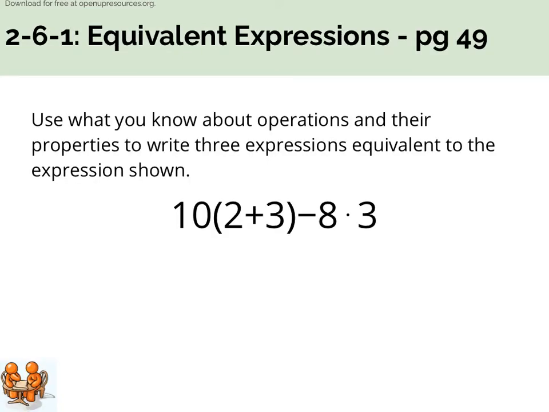To start out for today, let's turn to page 59. That is in lesson 6. Go ahead and answer the question: use what you know about operations and their properties to write 3 expressions equivalent to the given expression. The properties are things that you learned last year. If you don't remember, that's fine. But try to see how you can rewrite this to look different, but be exactly the same. So go ahead and pause and do that right now.